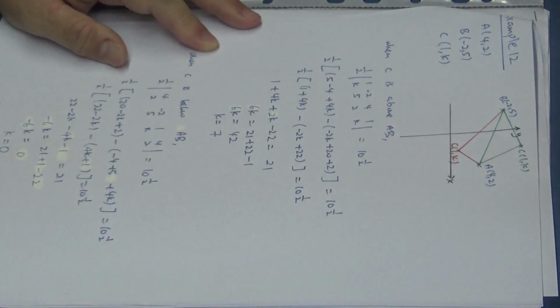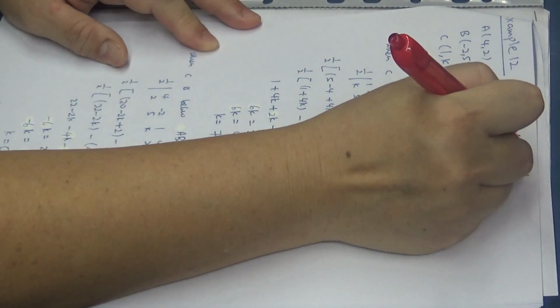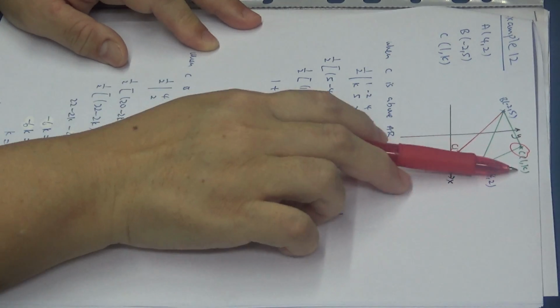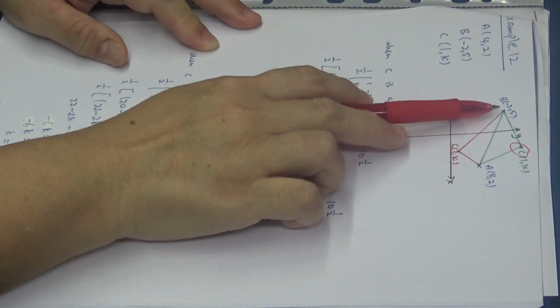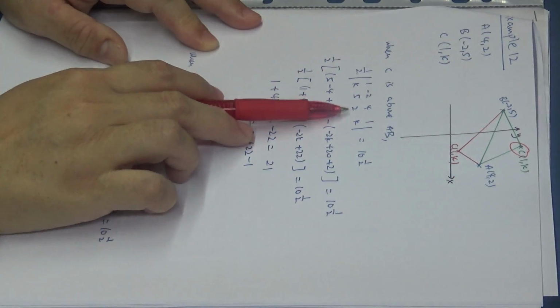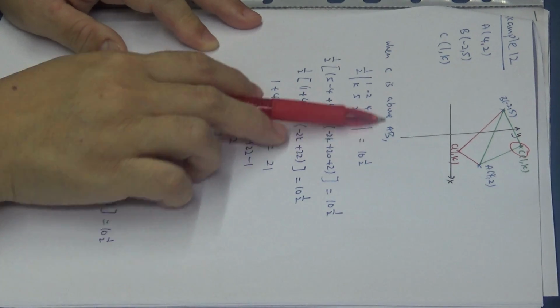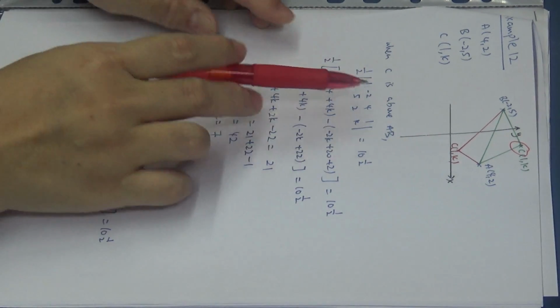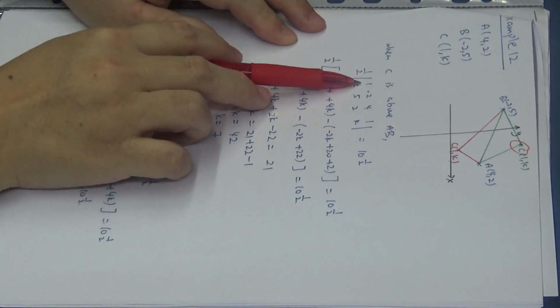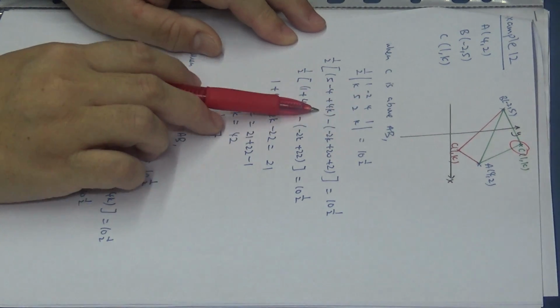Now, first of all, I take this C that is above AB. I go anti-clockwise direction, so CBA. So CBA, I must end with C again. They tell you that this area is 10.5. Now we do the same thing. Go this way, I get this.